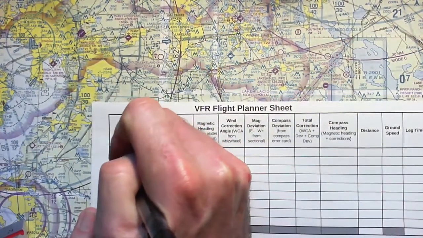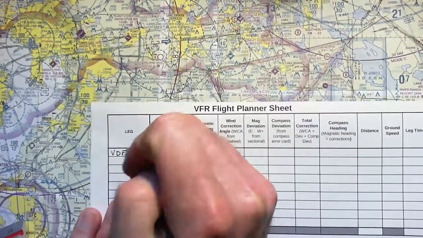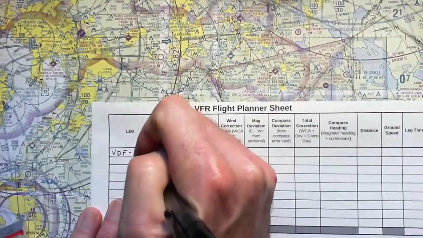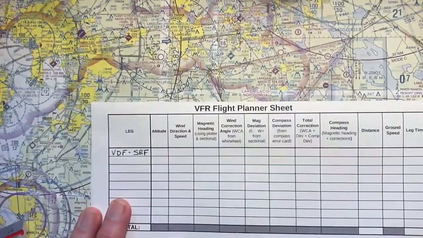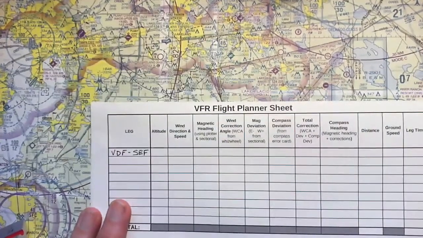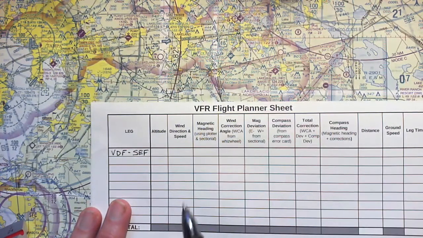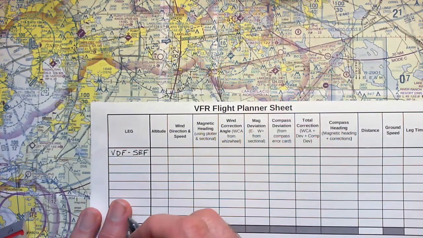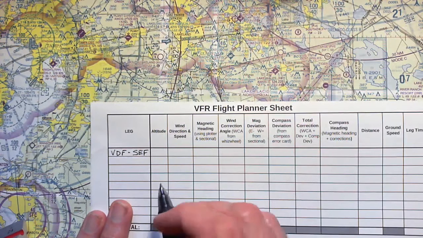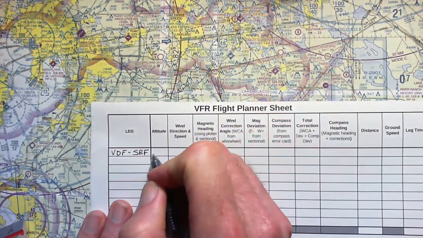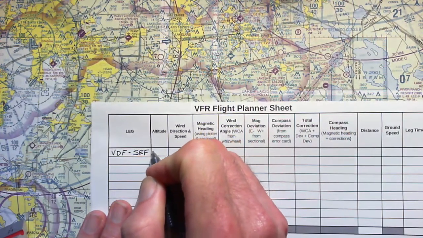All right, my next step is I'm going to write on my flight planner, from VDF, which is Tampa Exec, to SEF, which is Sebring. What altitude am I going to use? Well, I'm going eastbound. So I'm going to use an odd altitude plus 500 feet. So the lowest odd altitude above 3,000 feet, anything below 3,000 doesn't count. But anything above 3,000, you'd have to add 500 to the odd altitude. So I'm going to take 3,500 feet.